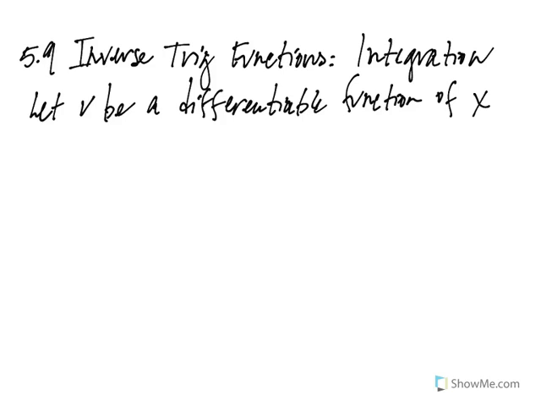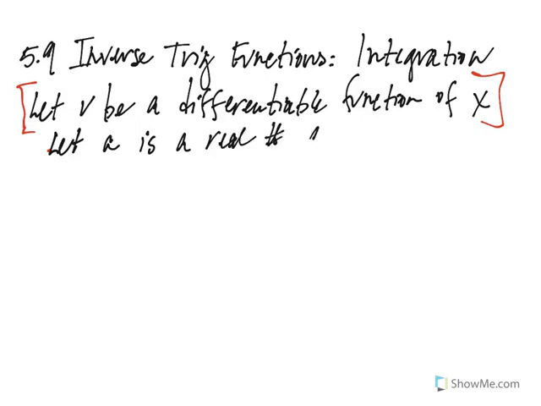All right, so the first thing we're going to do is start off with this caveat that begins every single integration section, and that is because we're going to be using u substitution throughout. We want to let u be a differentiable function of x. So all these will be written as if u substitution has already happened. We're also going to have the assumption that a is a real number greater than 0.